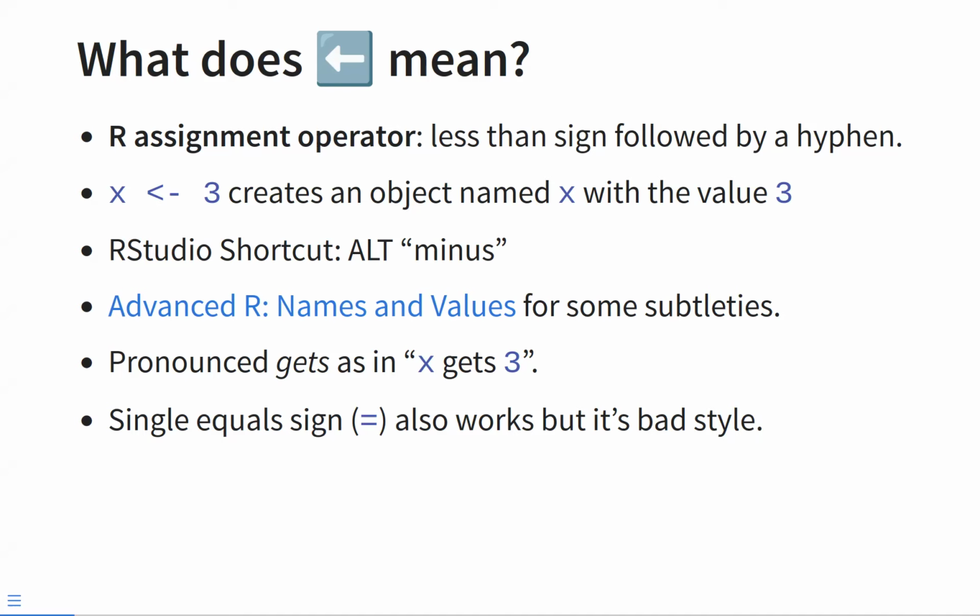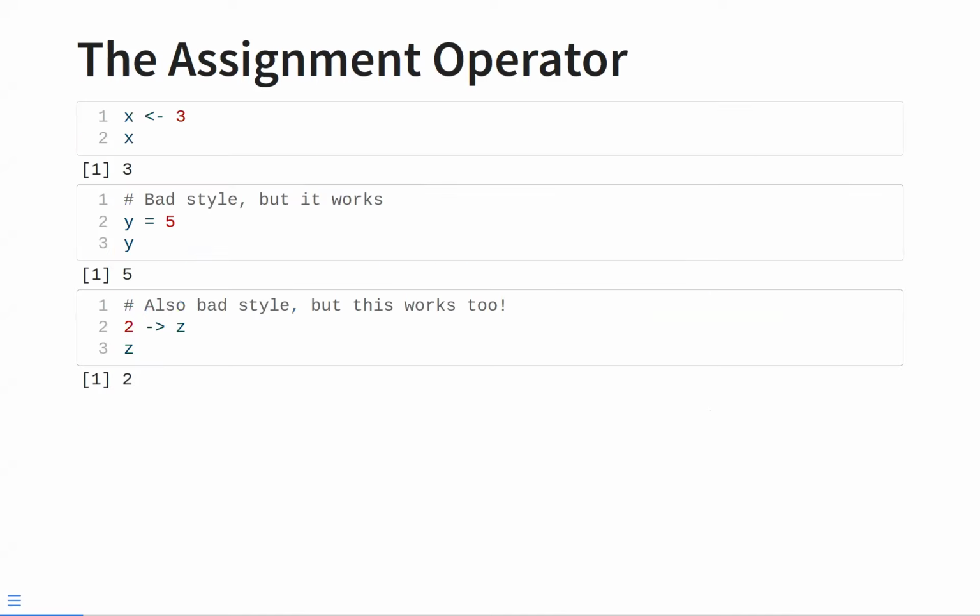A single equal sign can also be used for assignment in R, but it's considered bad style, so please avoid it. Here are a couple of simple examples. The first one is taken directly from the previous slide. The next one is bad style, but it also works. Don't do it, but I just want to show you what it does. The third one, which has the assignment operator running in the wrong direction, so with the arrow pointing to the right, also works. But this is considered super bad style, so please don't do it.